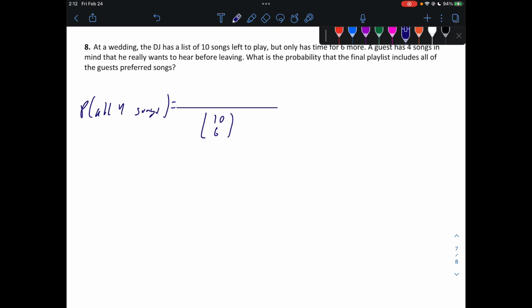All right? Probability that the 4 that they want to be played happens. So he wants 4 and choose all 4. And then there's 6 other ones, and we're going to pick 2 of those. The probability that that is going to happen. Put that in your calculator, and you should get 7.14%.